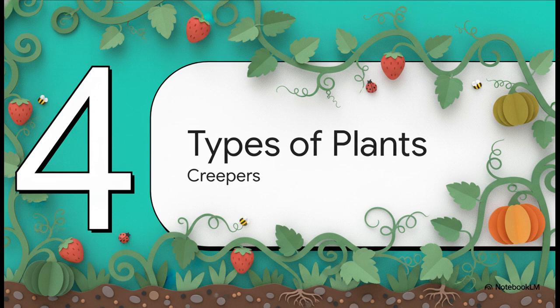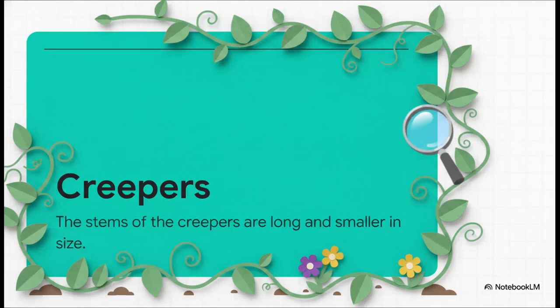Finally, Section 4. Types of plants. Creepers. Let's see how this last category builds out the full botanical picture. Creepers are unique because they possess very soft, weak stems. Since they completely lack that rigid, woody structure we just saw in shrubs and trees, they simply cannot stand upright. Instead, they've adapted by spreading out and growing flat right along the ground.